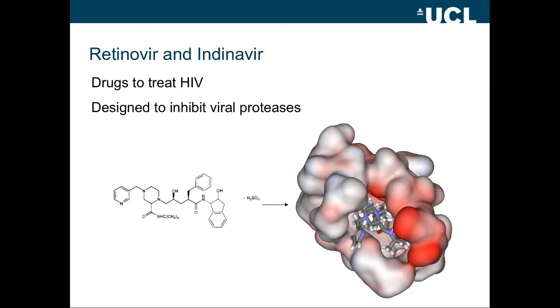Another example is ritonavir and indinavir. These are both drugs used to treat HIV, and they were designed to inhibit the HIV aspartic protease, which we saw earlier in previous examples. So here again you can see the HIV protease, a nice pocket in here, and this is the molecule that was designed to fit in that pocket and block it very specifically.